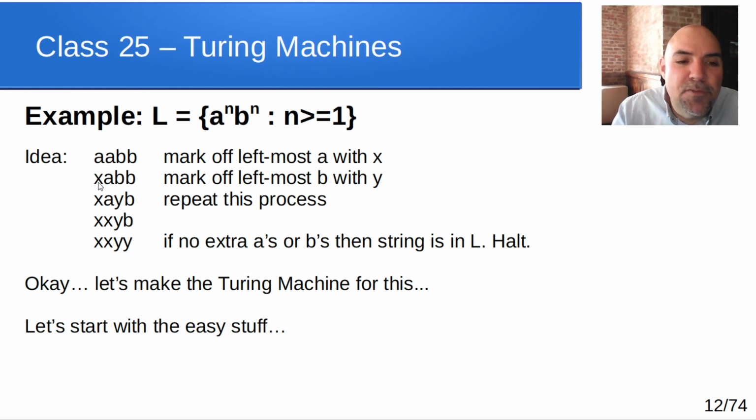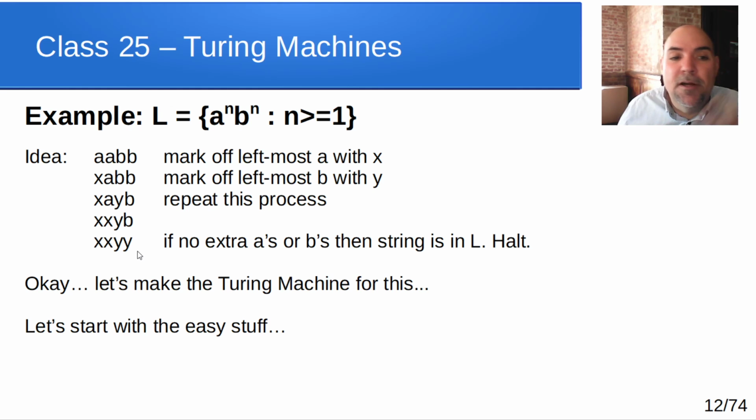So I find the leftmost A, put an X, find the leftmost B, put a Y, and then I scan backwards until I get to the X, and then I find the next A. The next A, I mark off, then scan to the right until I get to a B, mark it off, and then scan to the left until I see an X. If I don't see an A after that, I scan this way, and then I get to the end. And when the machine stops, if there are no A's or B's left in the string, then all of them got marked off.